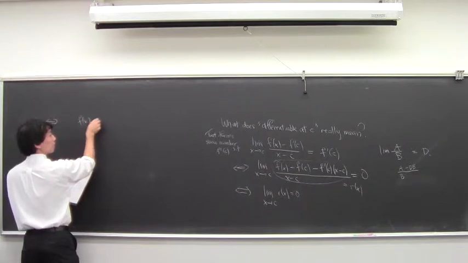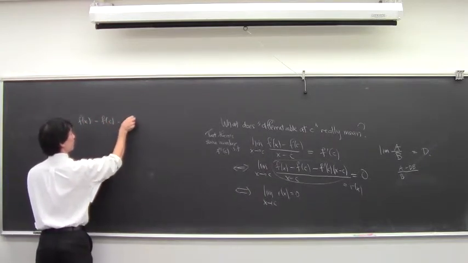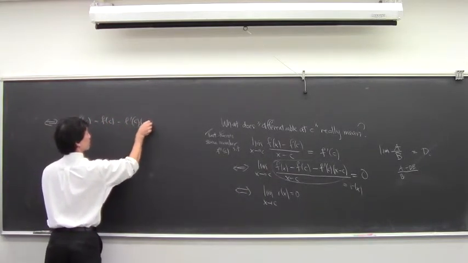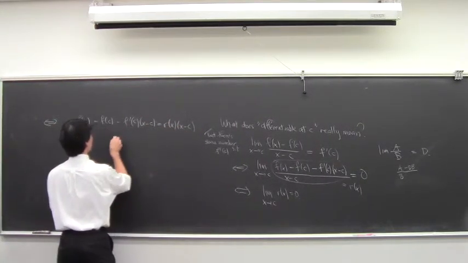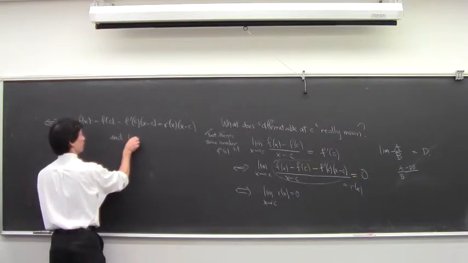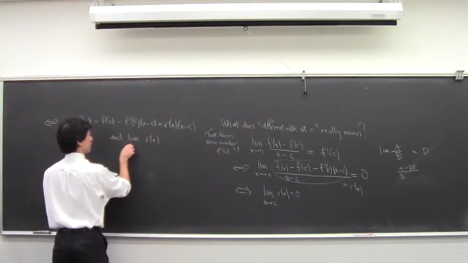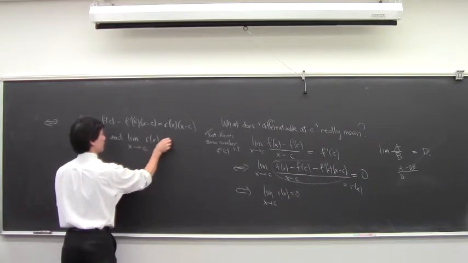So in other words, what we're saying is that f of x minus f of c minus f prime of c times x minus c equals r of x times x minus c, and the limit of r of x as x goes to c is 0.